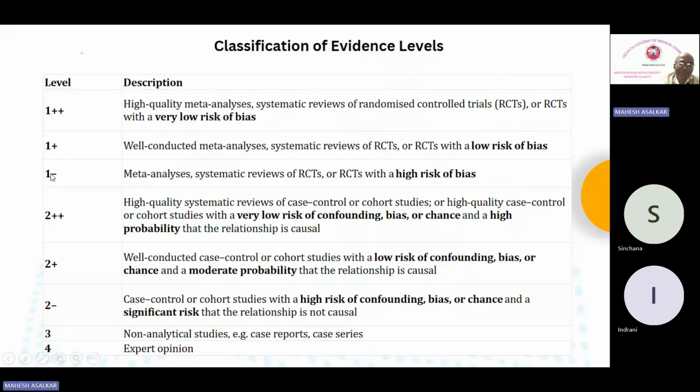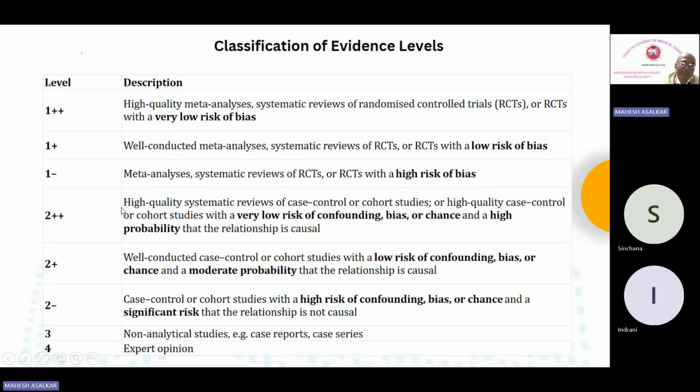Then we have 1 minus. Again, we have meta-analysis or systematic review of RCTs, but with a high risk of bias. So when we talk about 1, as such, we have common RCTs, but the bias differs: very low risk, low risk and high risk of bias. Is it clear? Yes, sir. Now let's come to 2++, 2+ and 2 minus. We had RCTs here, so we will have case control and cohort studies.